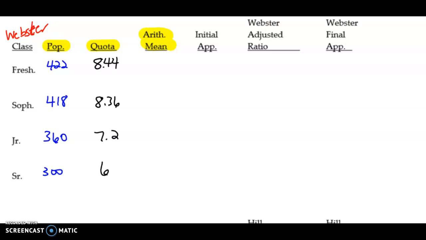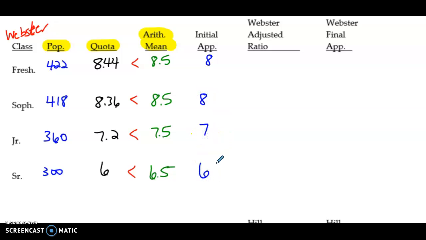Next, we're going to compare this to the arithmetic mean. Are these numbers above the halfway point? 8.5, 8.5, 7.5, and 6.5. So which ones went above the halfway point? The freshman class didn't. The sophomore class didn't. Junior class is below, and senior class is also below. So we're not going to hand out any extra votes right away, any extra seats. They're all just going to stay at the whole number.